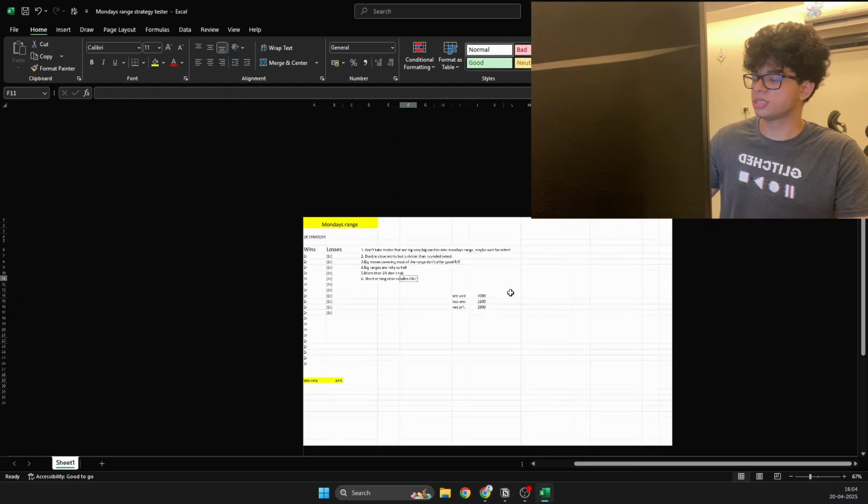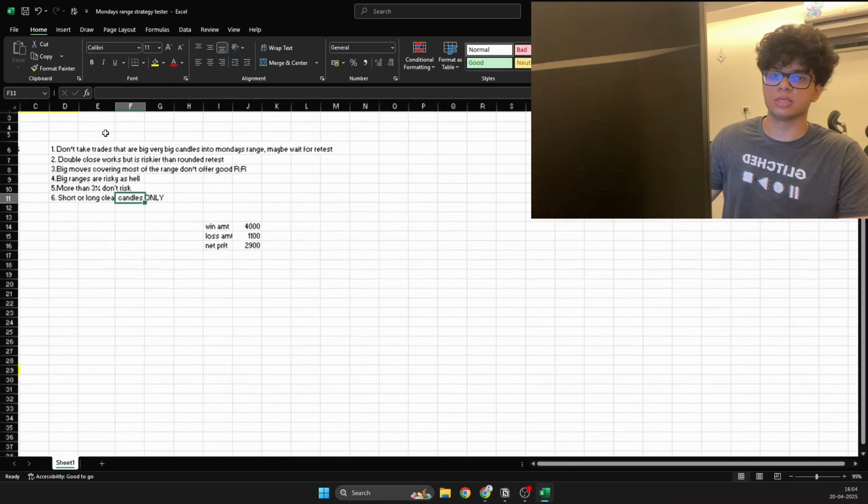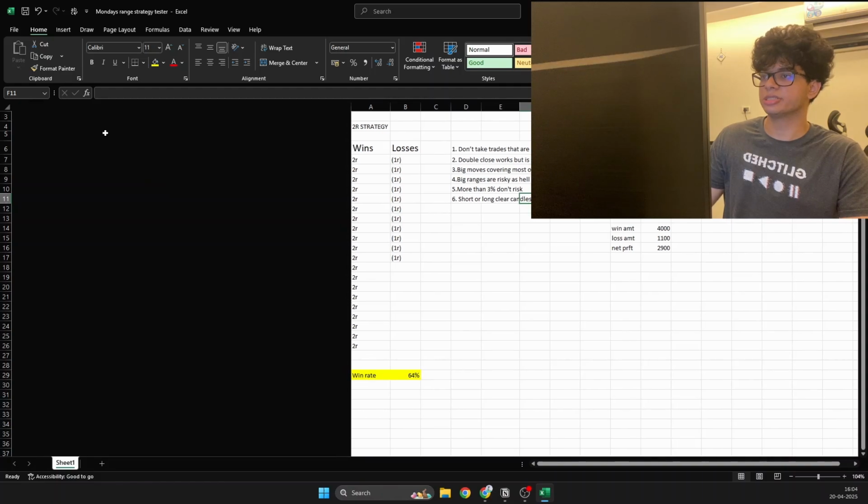So yeah, I would suggest that you guys obviously backtest this strategy. I think it works if you can make it work, but yeah.